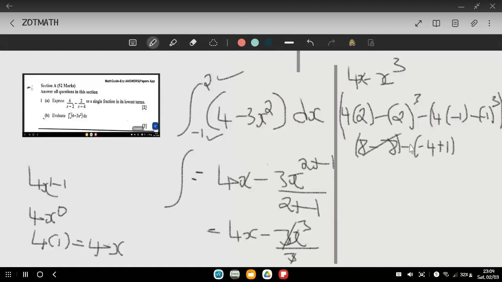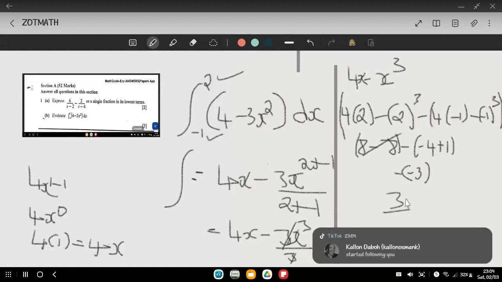Then here there's a negative, open bracket, -4. Let's compute this: -4 plus 1. What are we going to get? We subtract and get the sign from the bigger number. So -3. Then what are we getting here? +3. Anyways, that's the answer. So that must be the answer.